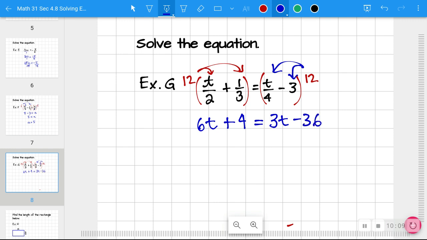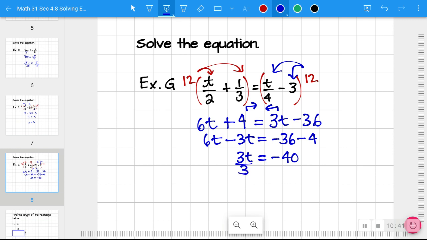Now we have to, in this problem, collect our variables on one side. I typically bring my variables over to the left, and I take the other numbers over to the right. So we have the 6t that's over here, joined by the negative 3t that we bring over from the other side. There's already a negative 36 over here, and when that positive 4 comes over, we have to change the sign to negative 4. Simplifying on the left is 3t, and on the right is negative 40. And we'll divide by 3 here to finish the job.